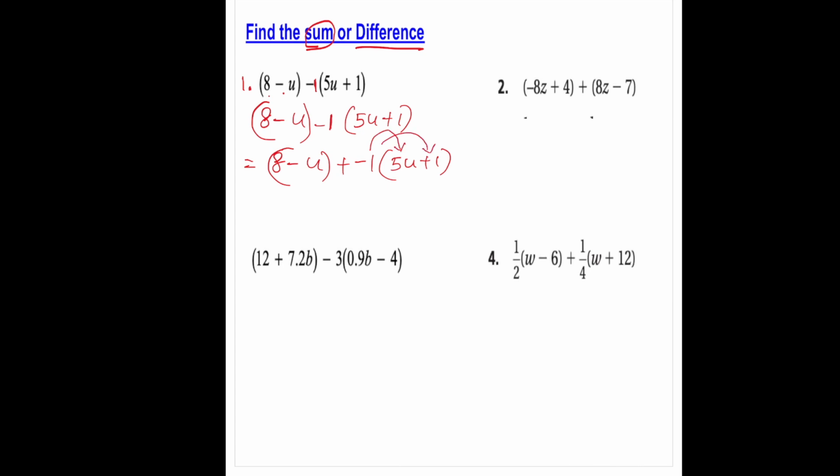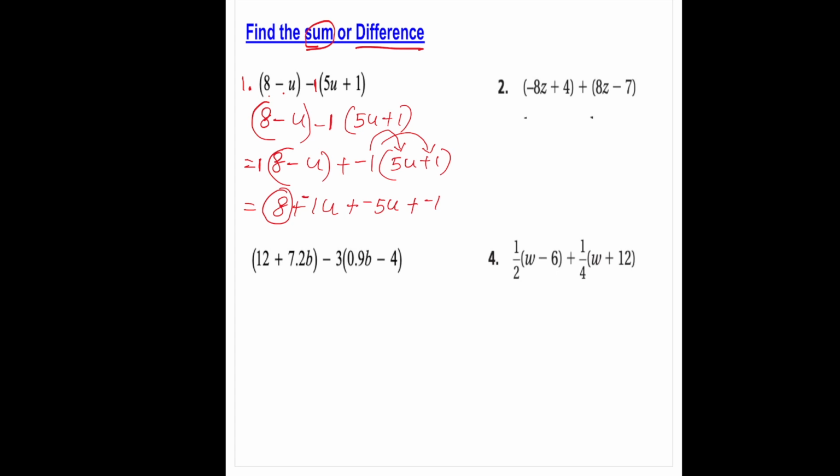Now you distribute the negative 1 to each and every term inside. There is no number outside of 8 minus u, so that means it's a positive 1. Positive 1 times 8 minus u is 8 minus u, meaning 1u. So let's write 8 minus 1u as 8 plus negative 1u plus, let's multiply 5u by negative 1, that is negative 5u plus negative 1 times 1 is negative 1.